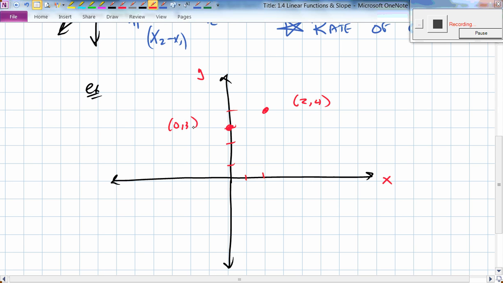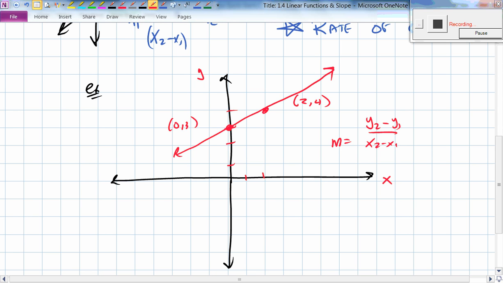How many points do you need to make a line? 2. I have 2. Awesome. Look at that. There they are. I'm going to then connect those right there. Great. Okay, so we're going to calculate the slope using the slope formula. So the slope formula is y2 minus y1 over x2 minus x1. And then we'll just look at it and interpret it from the graph.